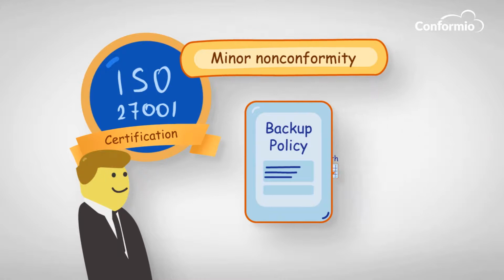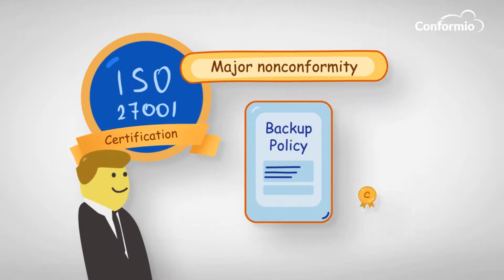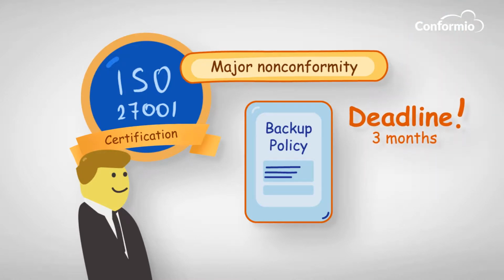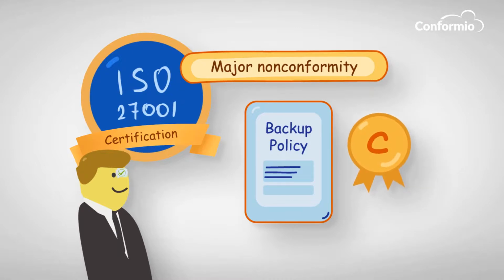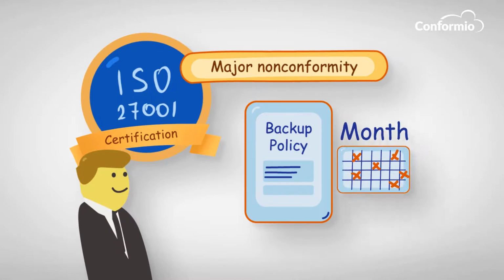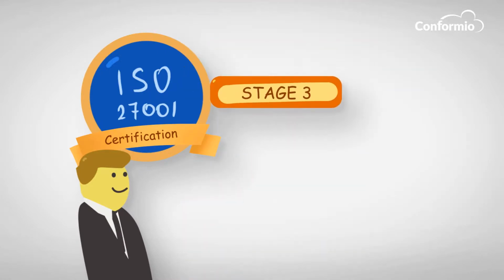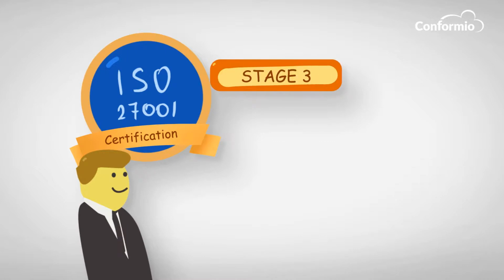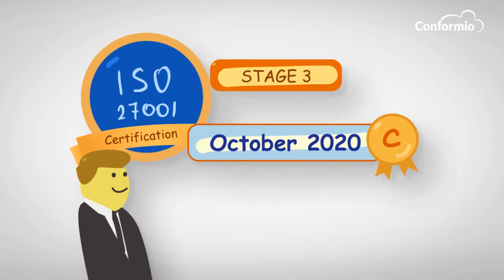On the other hand, if you get a major nonconformity, you won't be able to get the certificate. Instead, you will be given a deadline, which is usually 3 months, to correct this nonconformity. Once the auditor has confirmed that you have closed this nonconformity, then you will receive the certificate. An example of a major nonconformity would be that you didn't perform backup at all, or that you missed a significant number of backups.